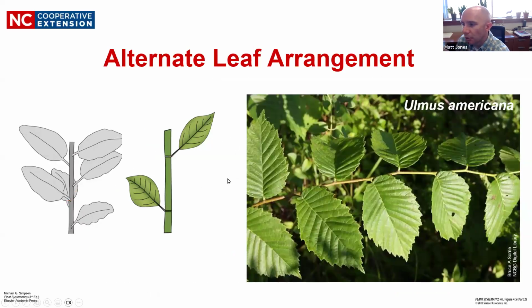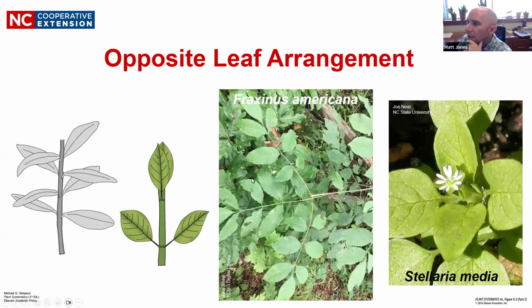So here's an example of an alternate leaf arrangement. This is American elm. Here is the stem, and you can see at any one point along the stem, there's only one leaf attached. And these are all simple leaves. If you look very carefully, you might find a bud at the base of these leaves.